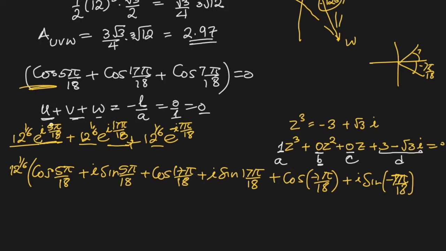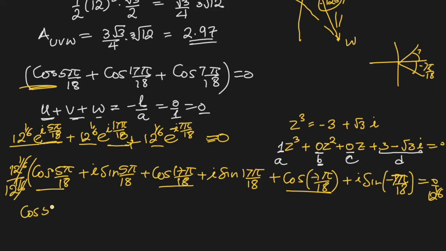Okay, this is u plus v plus w. When I substituted their values, it was equal to 0. It will be equal to 0. So let's divide both sides by 12 to the power 1/6. So this becomes 0, cancels out. Can we connect cos, cos and cos together?